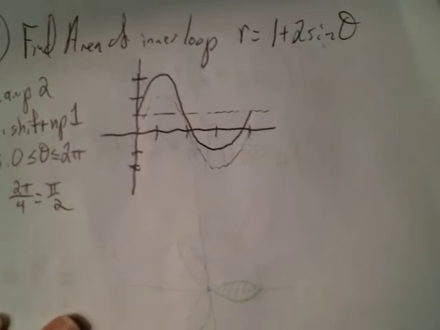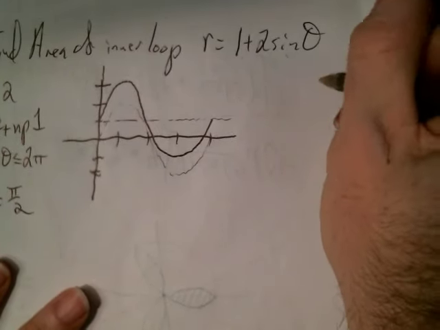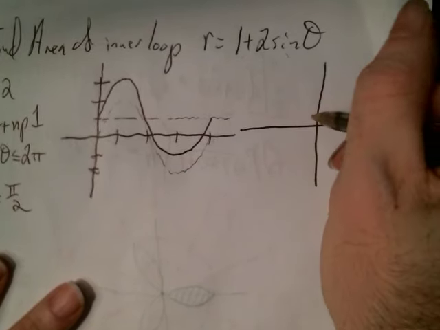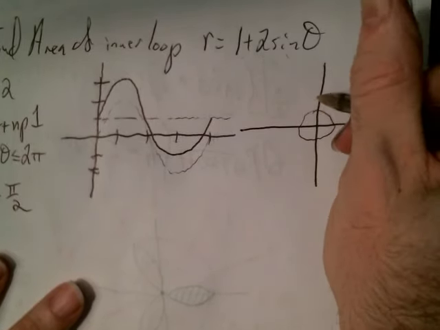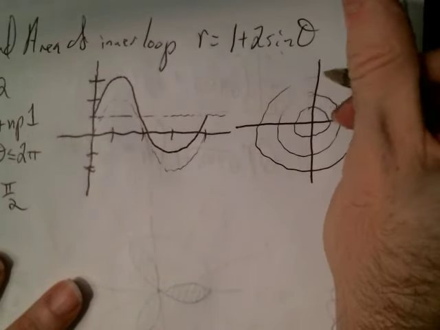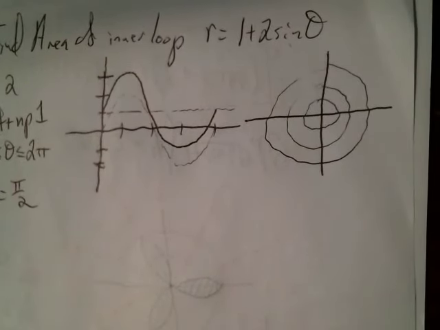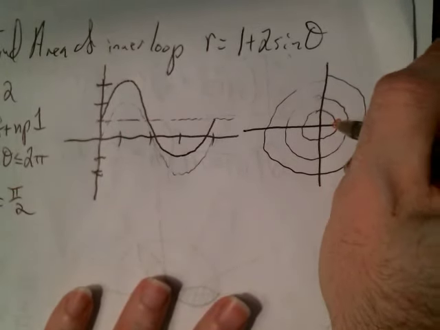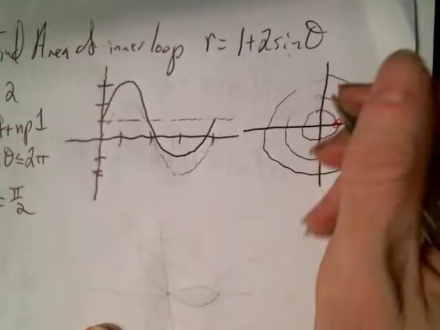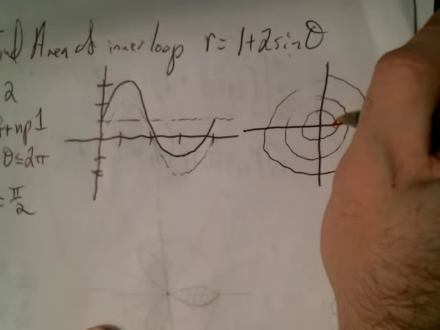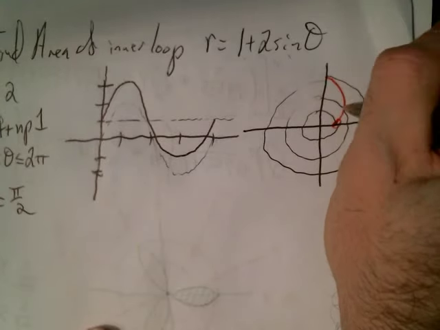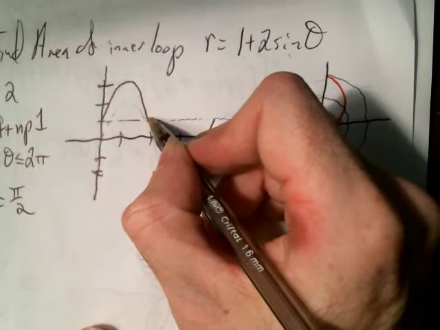Okay, I needed the polar version of this thing. I need like 3 circles here. 1, 2, 3. And then I'm going to draw this guy in red. So I start at 1, and then from 0 to pi over 2, it's increasing out to 3. Okay, so at 1, and then it has that curvy kind of feel to it. It increases out to 3, and then it's decreasing back to 1 at pi.